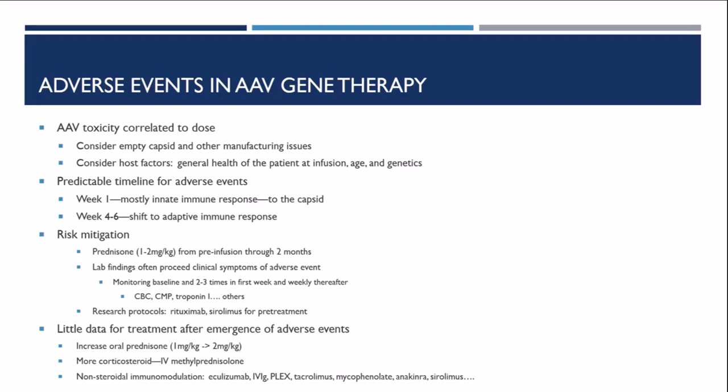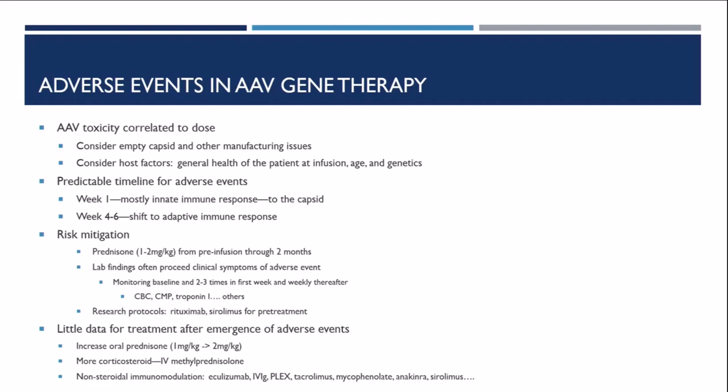To mitigate risk, we treat with prednisone. So we take the bluntest hammer we can find and hammer away at the immune system to try to calm the immune response down. And we do really close laboratory monitoring. It's important to know that clinical symptoms are not always present, so laboratory monitoring is really important as we anticipate the possibility of adverse effects. There are some research protocols that use other immunosuppressive therapies like rituximab or sirolimus, but those aren't widely used in clinical situations right now.